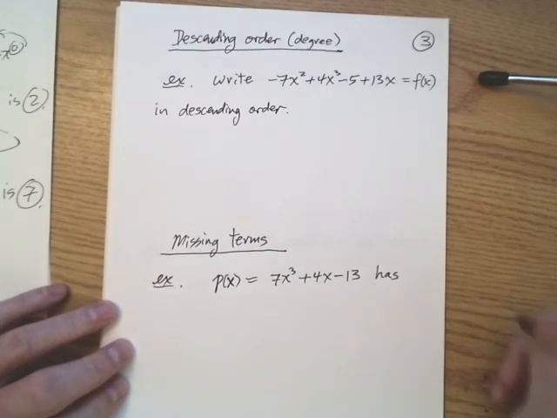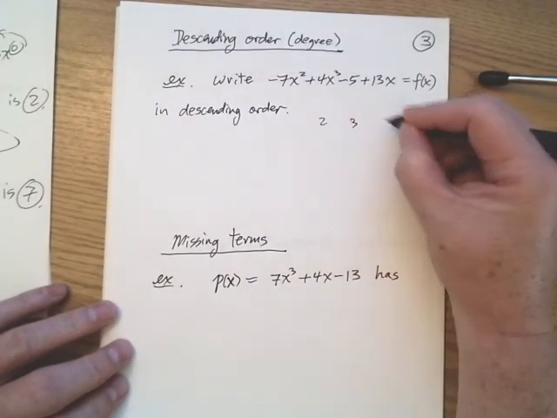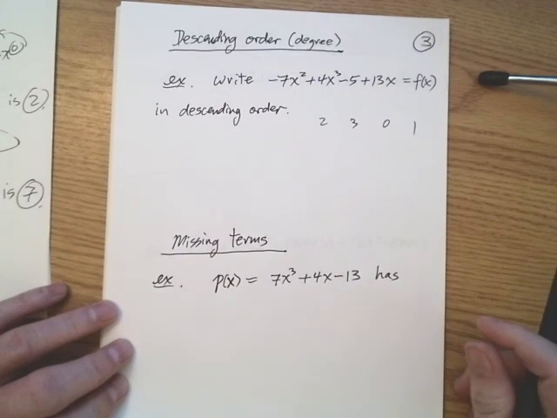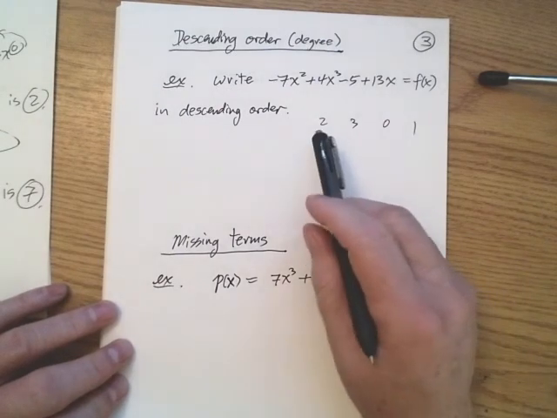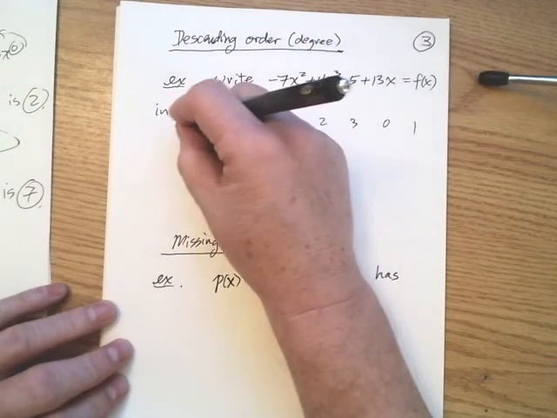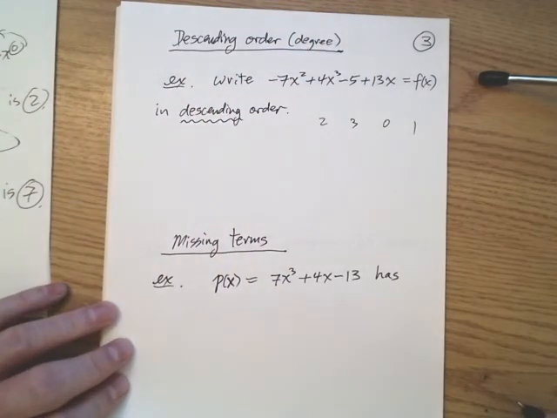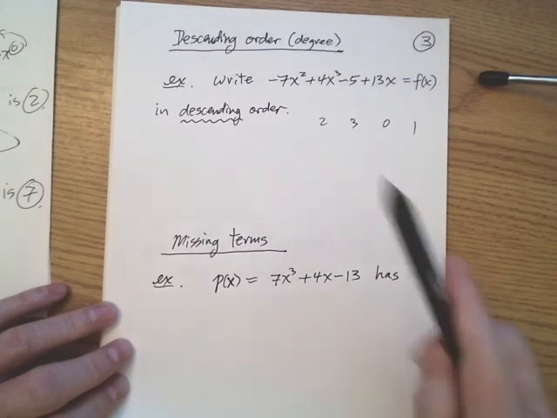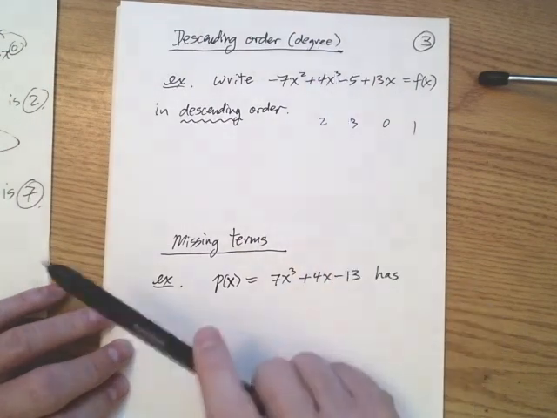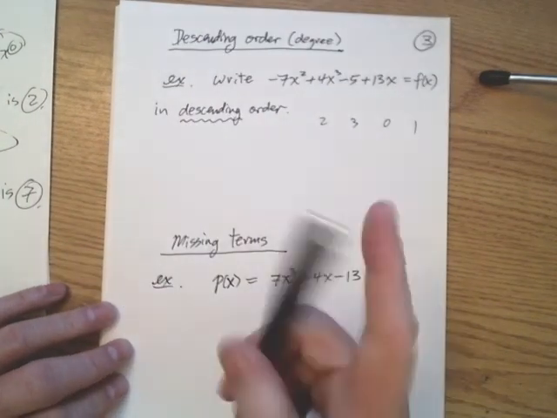Okay, so 2, 3, 0, 1, these numbers are not in order. Certainly in the sense that they're not in descending order. What is descending? This means decreasing order, another way to say it. And I would actually argue that a better term we ought to use is descending degree. Okay, so let me show you how we rewrite this.